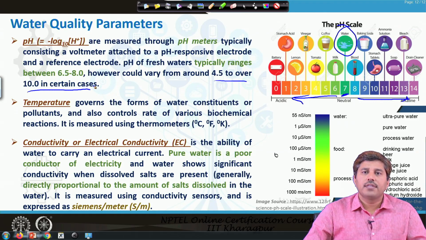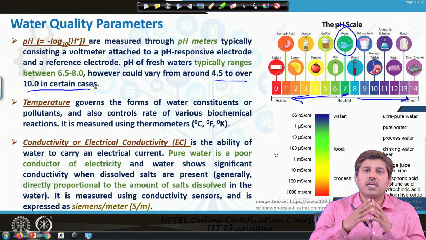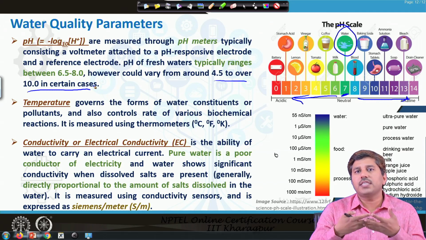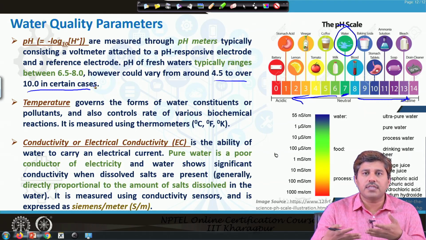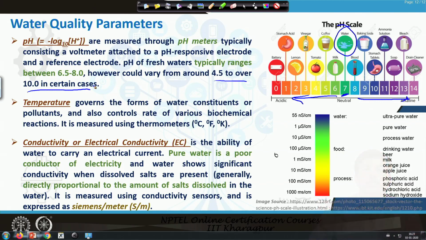Okay. There are many constituents which, if the temperature of water rises beyond a certain limit, may get evaporated, or there are certain biochemical reactions which are controlled by the temperature. So, the rate of the biochemical reactions may also be controlled by the prevailing temperature of the water. The temperature of water is typically measured using thermometers and it can be reported as degree Celsius, degree Fahrenheit or degree Kelvin.